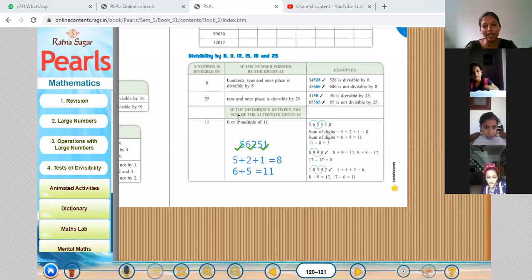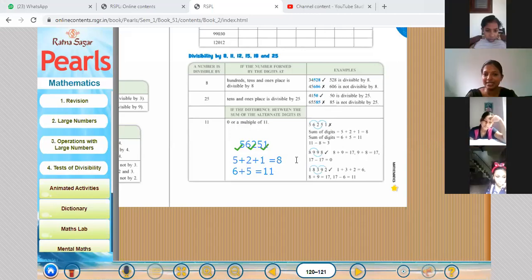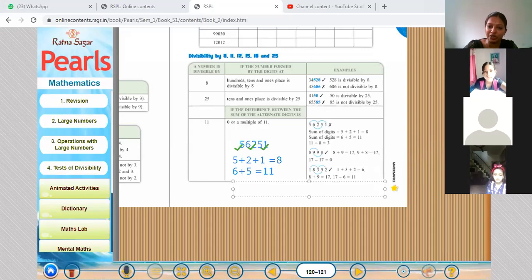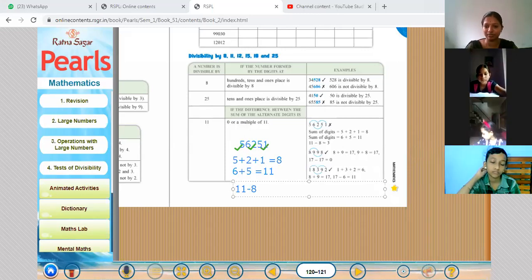We know that the first pair of alternate digits is 5, 2, and 1, and the second pair is 6 and 5. Then after that we have found the sum of these pairs. The first sum is 8 and the second sum is 11. Now, in the next step, we have to find the difference between these two sums.